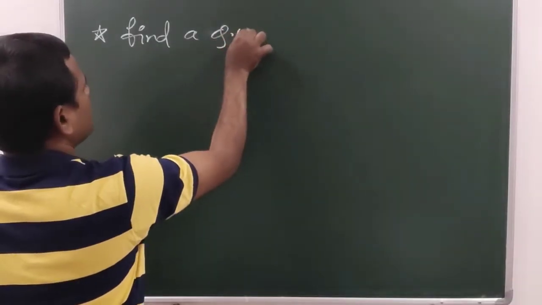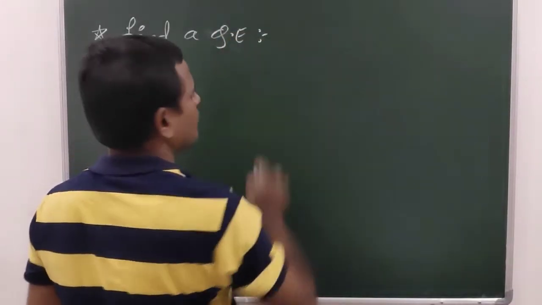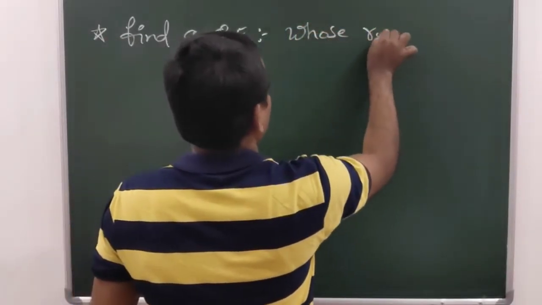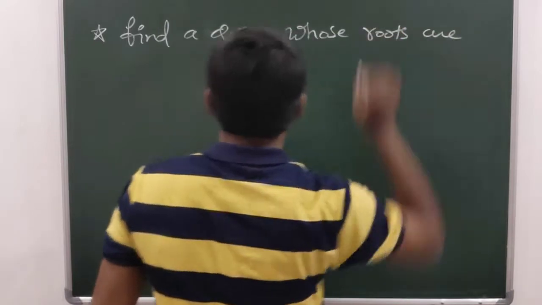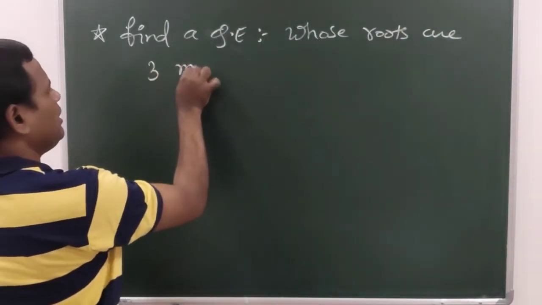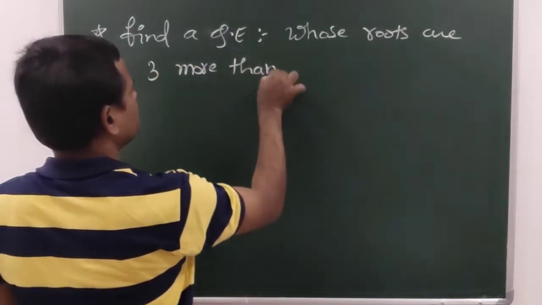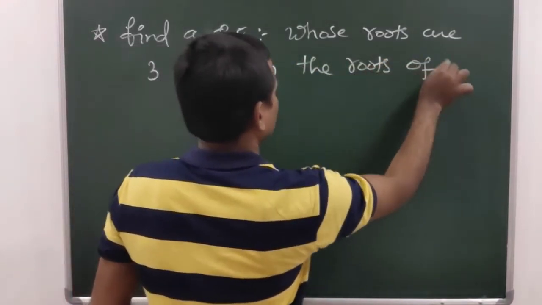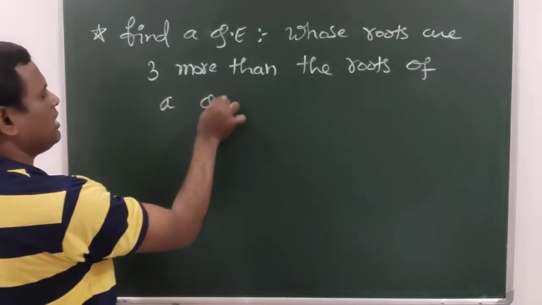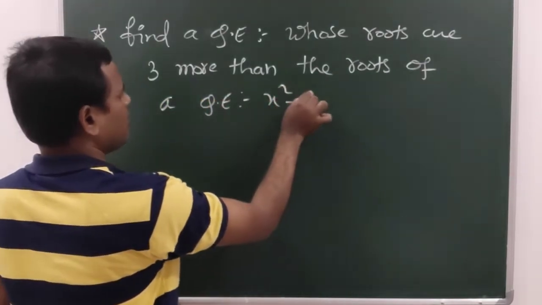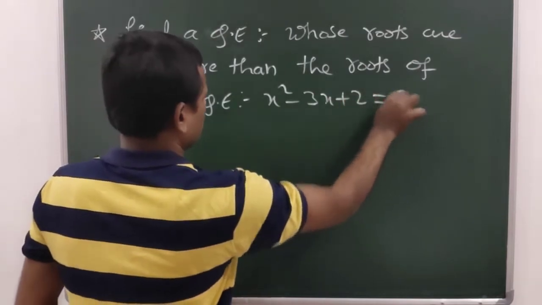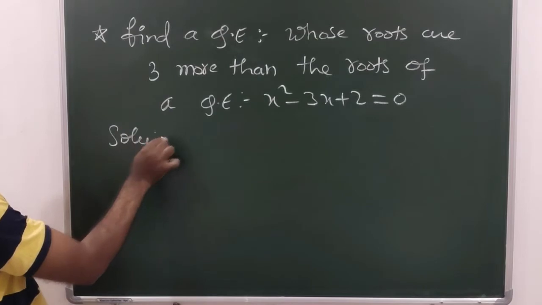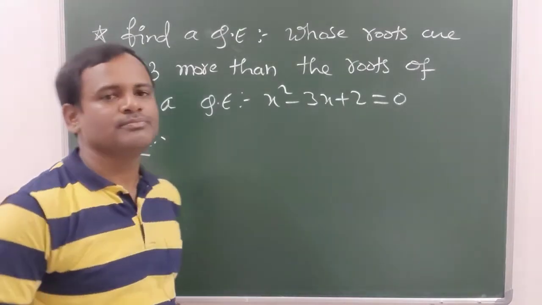Find a quadratic equation whose roots are 3 more than the roots of a quadratic equation x square minus 3x plus 2 is equal to 0. Now let us go to the solution. How do you do this solution?